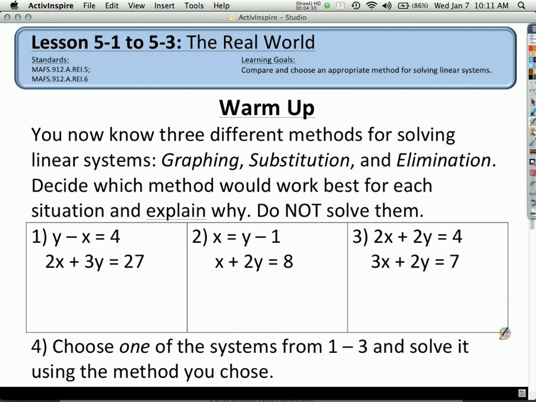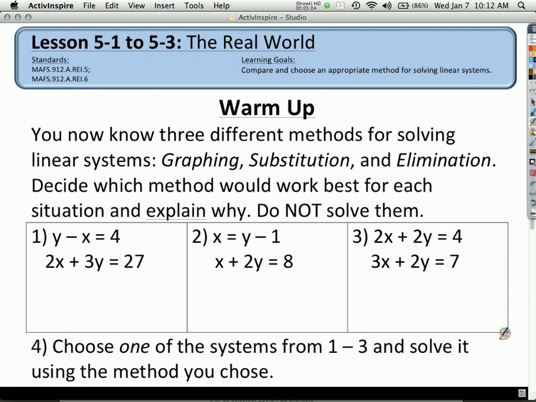Student number 18, which method? We're on number one. Graphing. Okay, why? Okay, easy to change to slope intercept. Okay, student number 12, what'd you put? Why? Good, that's a good explanation.